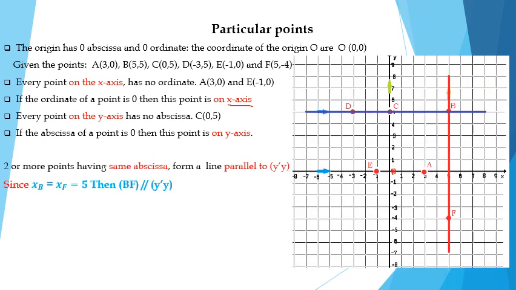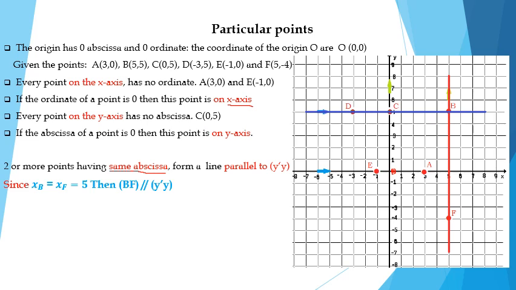Here, 2 or more points, it's a rule, listen well, having the same abscissa. For example, B and F are 2 points having the same abscissa, which is 5. The x of B is 5 and the x of F is 5. So if I join together points B and F, they will form a line that is parallel to y prime y. Okay, it's how we prove that the lines are parallel. How? If the points have the same abscissa, then the line formed by these points is parallel to y prime y.